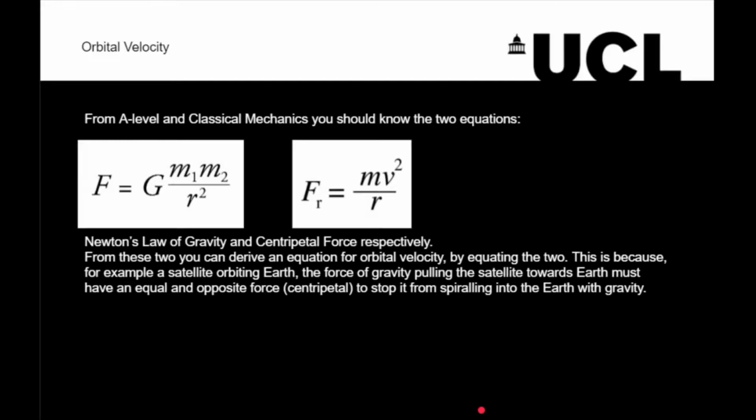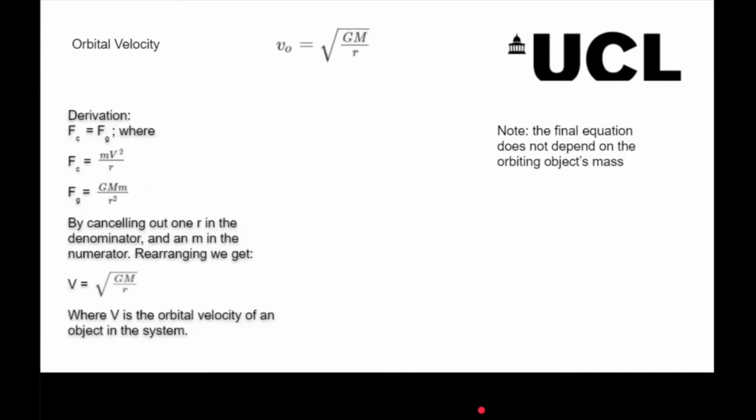We equate the two as, for example, a satellite orbiting the Earth will have the force of gravity pulling it towards Earth. So it must have an equal and opposite force to stop it from spiraling into Earth by gravity. The derivation is as follows.